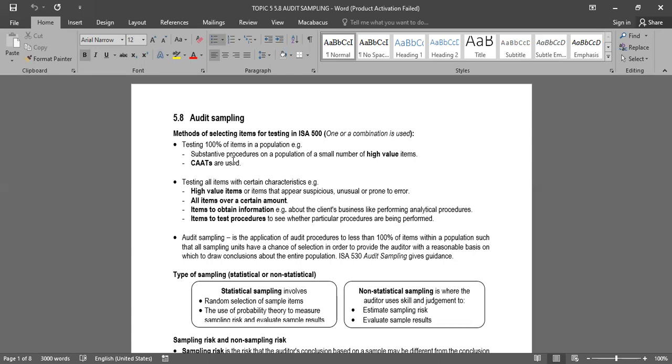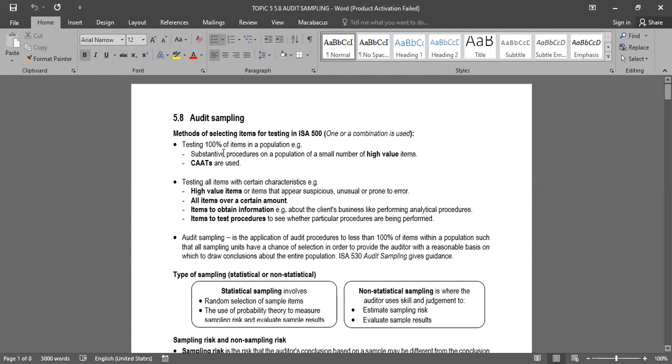Then there's what we call the CAAT. This one is more of a software that does audit. I don't remember it completely in full. Is it computerized auditing techniques? If someone remembers, you can share with me. CAAT in full. It has something to do with computerized auditing techniques. So you can either use computerized auditing techniques or you perform substantive procedures manually.